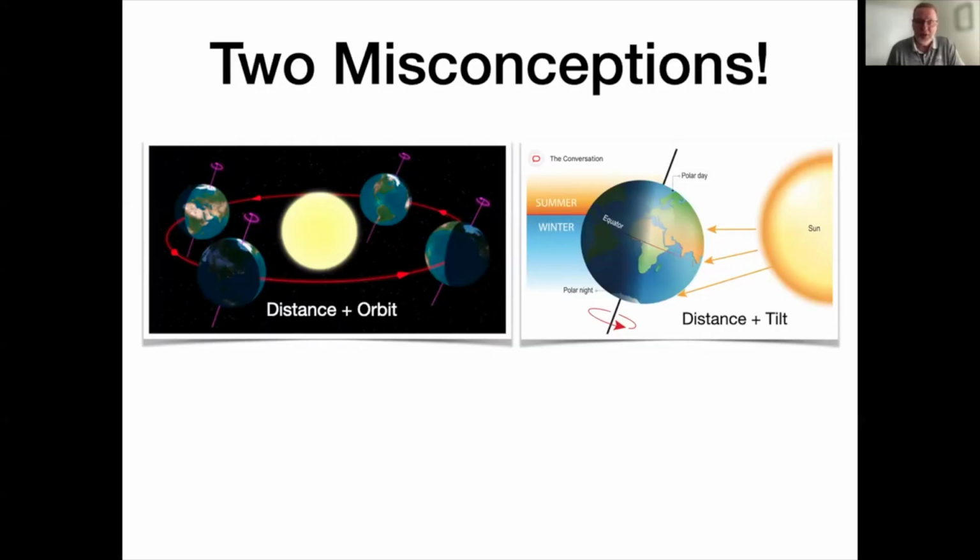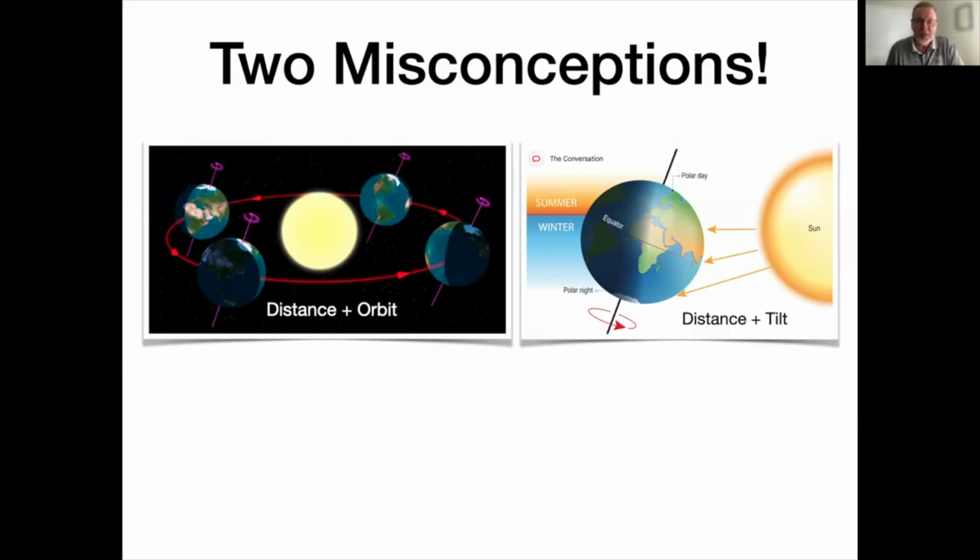These two misconceptions are extremely robust. The distance plus orbit misconception you probably know already, because most people who are asked to explain the seasons will tell you that seasons are caused by the variation of the distance between the Earth and Sun. When the Earth is closer to the Sun, it's summer. When it's farther away, it's winter. That does not explain, of course, the fact that the seasons are reversed between the hemispheres, but that's another story.